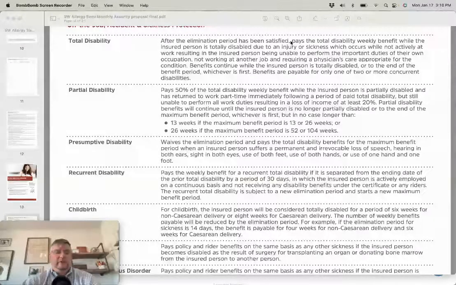You have multiple options here. You can have your standard offering that you choose, say maybe a 0-7 or a 0-14 with a 13-week, 3-month benefit period. That is completely up to you. But you also have 7-7s and 14-14s, so it's whatever you feel the most comfortable selling. After that elimination period, whatever it may be, has been satisfied, it's going to pay the total disability benefit there. Benefits continue while the insured person is totally disabled or to the end of the benefit period, whichever is first. Benefits are payable for only one of two or more concurrent disabilities.